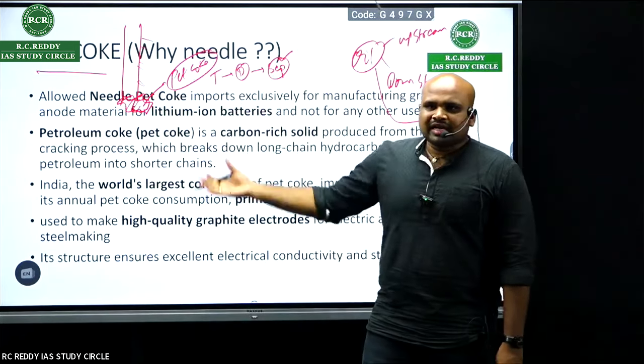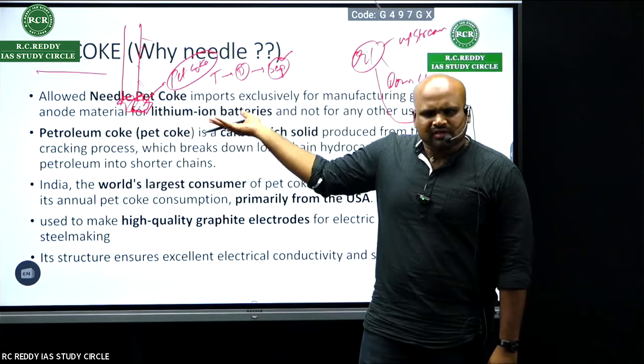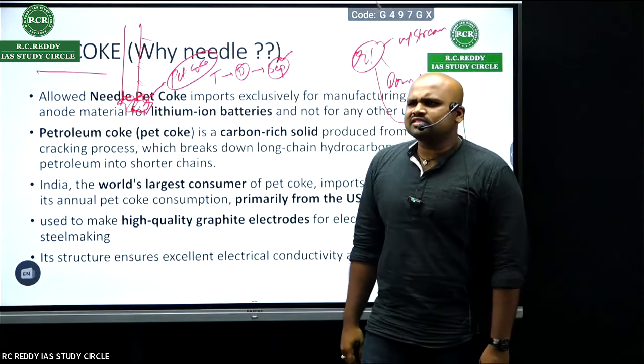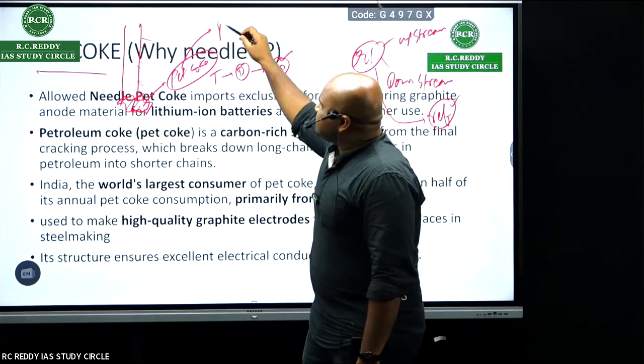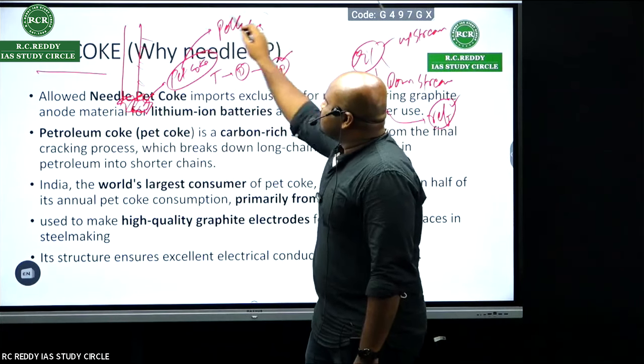That means what? Is it highly dense or very less dense? High density, very, very high density. And when I observe this, it is highly polluting in nature.